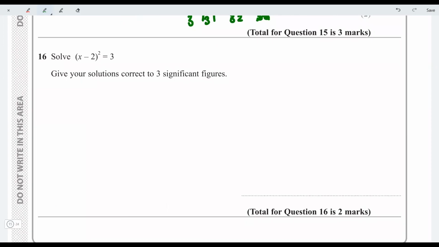So, I've got to solve this now. So x minus 2 squared equals 3.